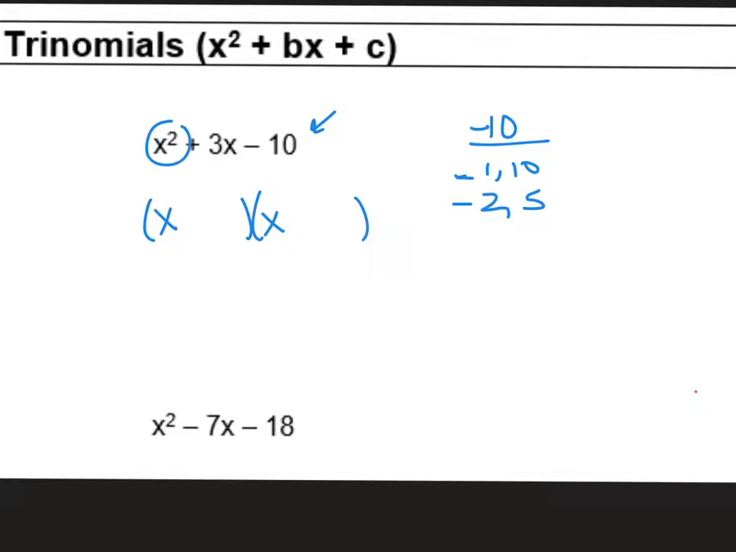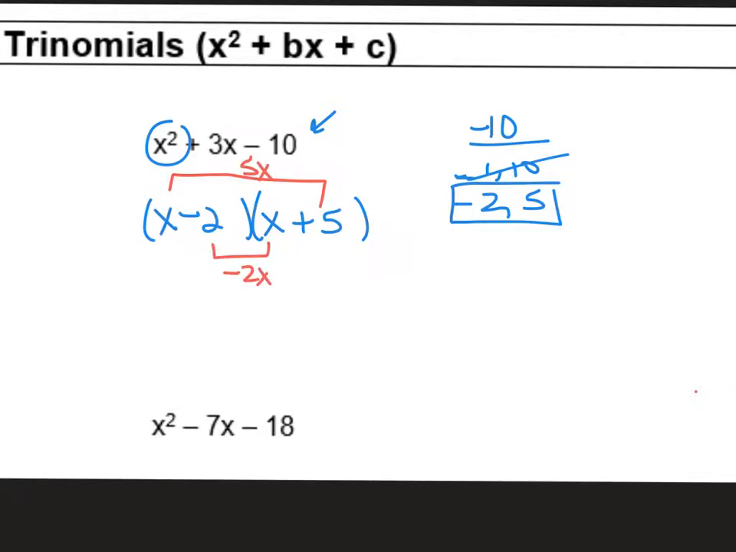Okay, so which ones add up to a positive 3? Negative 1 plus 10 is 9, so that doesn't work. Negative 2 plus 5 does work. So we're going to say x minus 2 and x plus 5. And then you're going to say, yep, I really am double checking. Here's my 5x, here's my negative 2x to add up to give me a 3x. So we know we got the right answer.